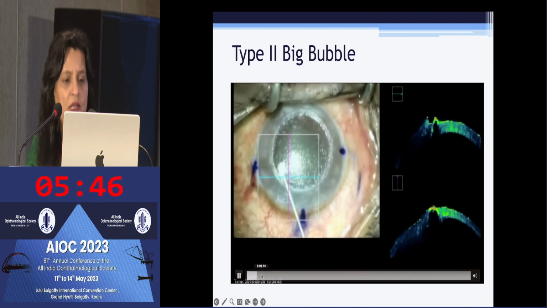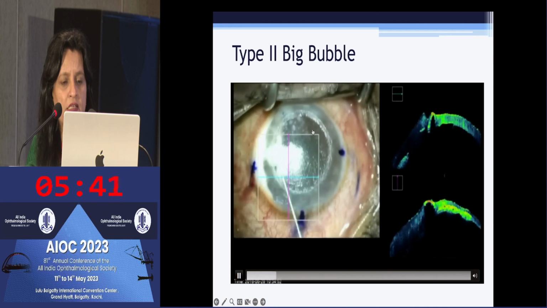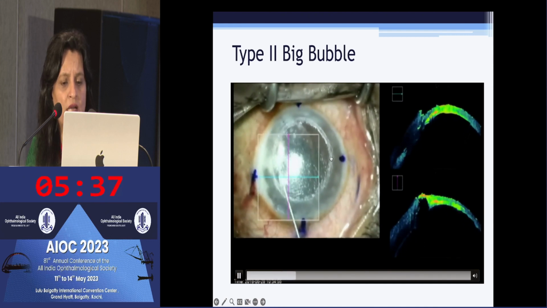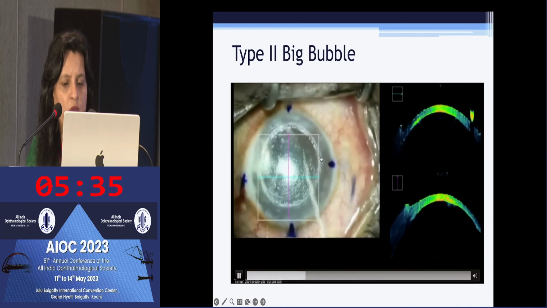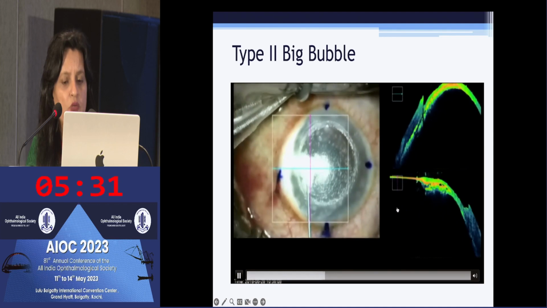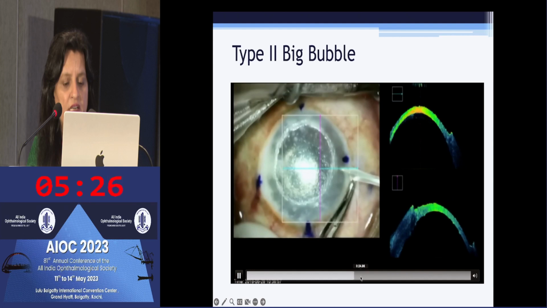Now, this is the type 2 big bubble, where the big bubble is going from the periphery towards the center. It is marching towards the keratectomy site, and once it comes here, it can stop short. Another important thing is that when you're putting the needle, you know exactly at what level it is. So when you are about 80% depth, you know that you are in the correct direction.